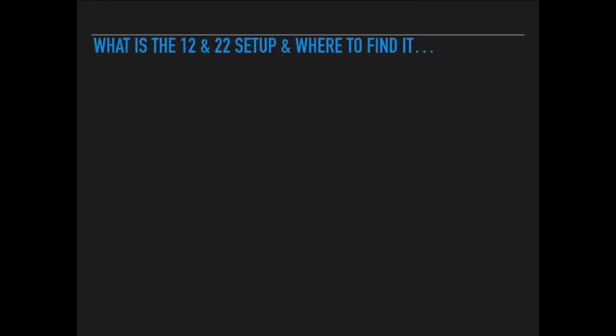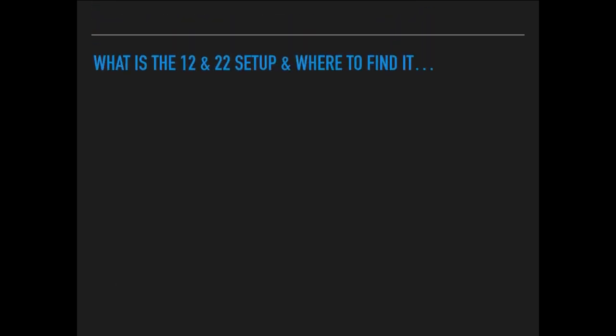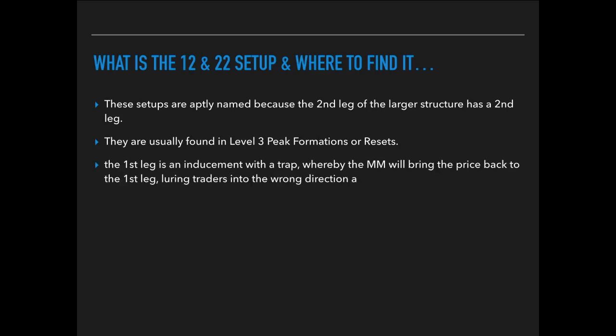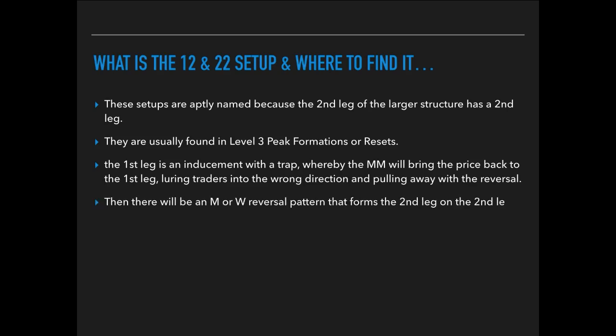So what is the 12 and 22 setup, or the 1, 2 and the 2, 2 setups, depending on how you want to call it, and where to find it? These setups are aptly named because the second leg of the larger structure has a second leg, basically. They're usually found in level 3 for peak formations or in reset levels. The first leg is basically an inducement with a trap, whereby the market makers will bring the price back to the first leg, luring traders in the wrong direction, and then pulling away with the reversal. Then there's going to be an M&W reversal pattern that forms the second leg on the second leg, and then we have our setup.